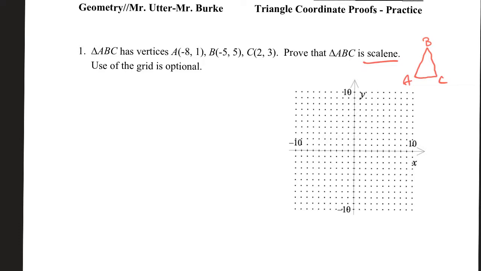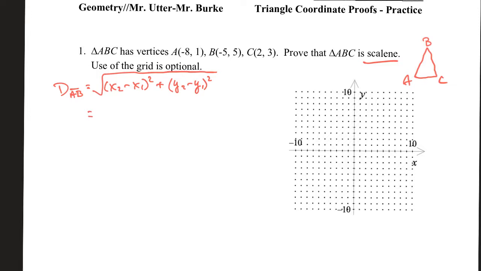Okay, here we go. So I want to do the distance of AB. Let's just remind ourselves what the distance formula is: x2 minus x1 quantity squared, and this is y2 minus y1 also quantity squared, and that is all underneath a radical. All right, plug in time.